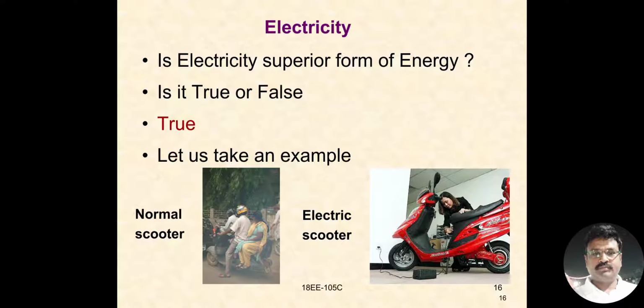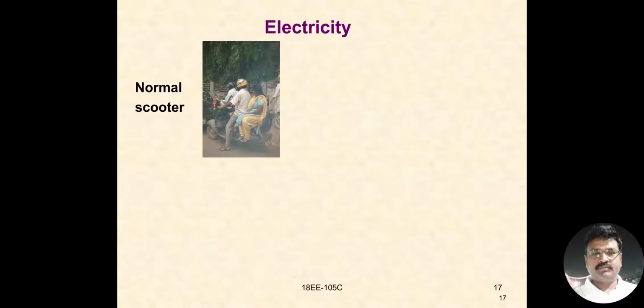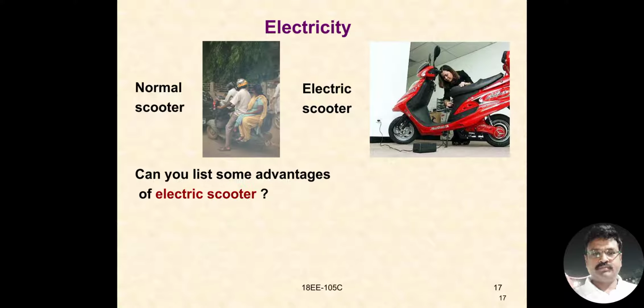In both the images, we can see the first one is a normal scooter and the second one is an electric scooter. You can see the differences in the images. Can you list some advantages of the electric scooter from the observation? It is smokeless. The main advantage of electricity is that it is smokeless, meaning it is very clean compared to other forms of energy.